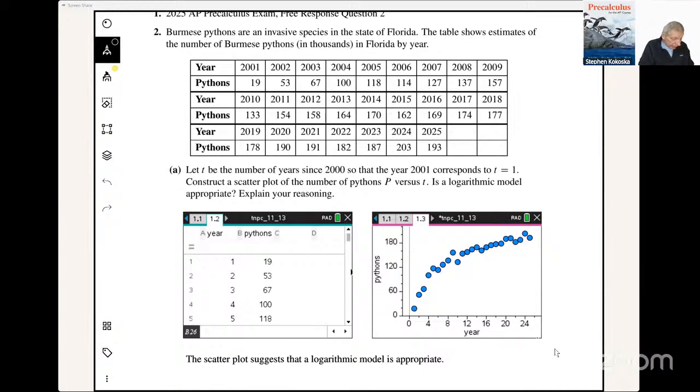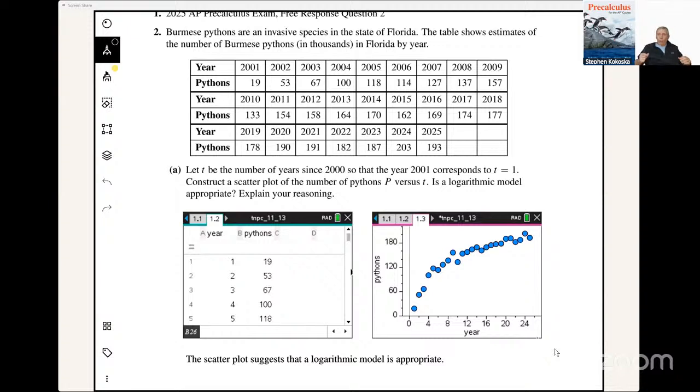And as I look at that scatter plot, I think, you know what? It does look like it might fit a logarithmic model. Okay, one might argue quadratic, but I don't know what's going on there beyond 2025. It doesn't seem likely that the number of pythons is going to decrease if they've hit some sort of maximum.